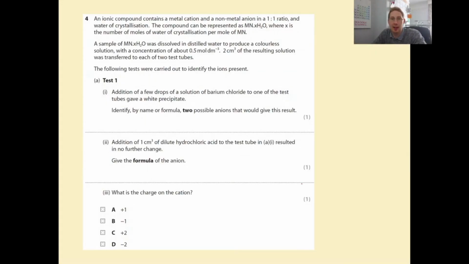This was difficult. You might have been a bit worried about some parts of this, but actually you do know all of the stuff that you need to know to answer this question.